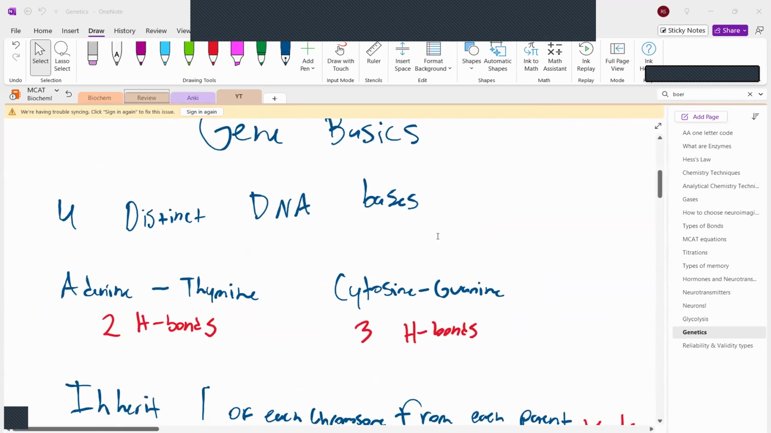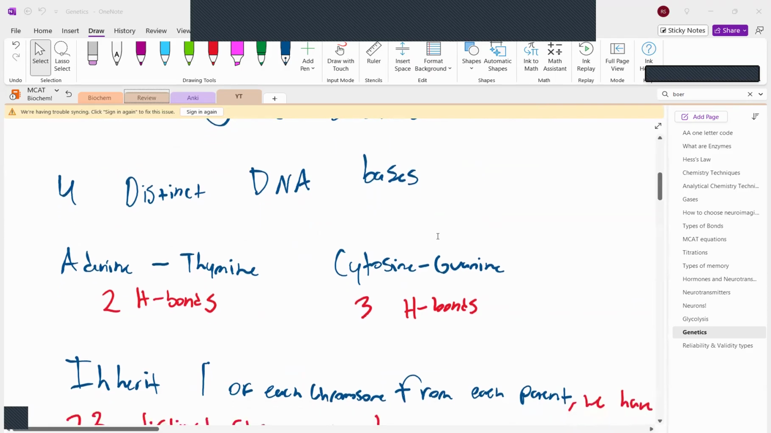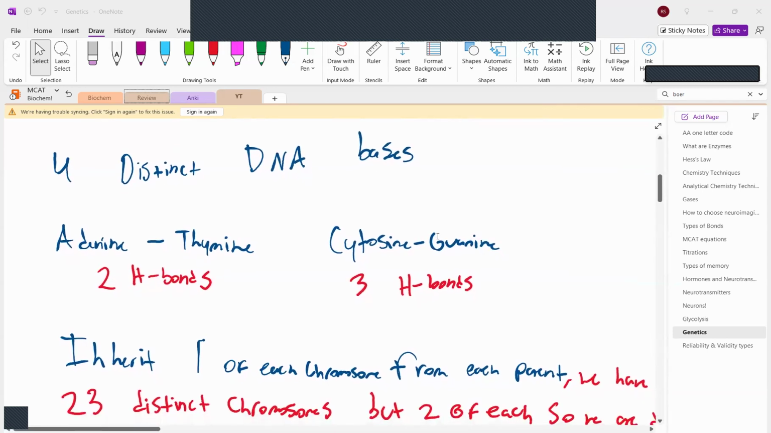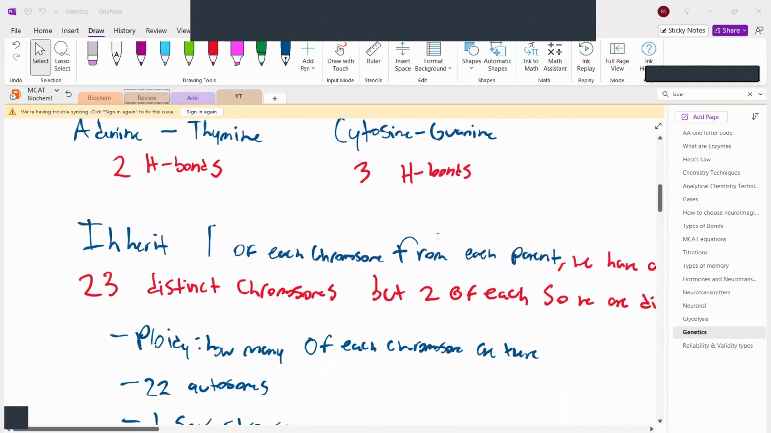So there are some basics that you need to know for genetics. There are four distinct DNA bases. There's adenine and thymine. In RNA, which is a distinction, you'll have uracil instead of thymine, which will bond to adenine, but there will still be two hydrogen bonds between the two bases. Whereas cytosine and guanine have three hydrogen bonds between them. Because they have three hydrogen bonds, it's going to be a stronger connection than adenine and thymine. So that's important.